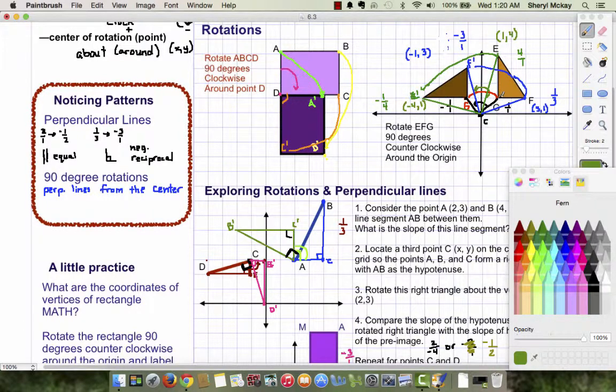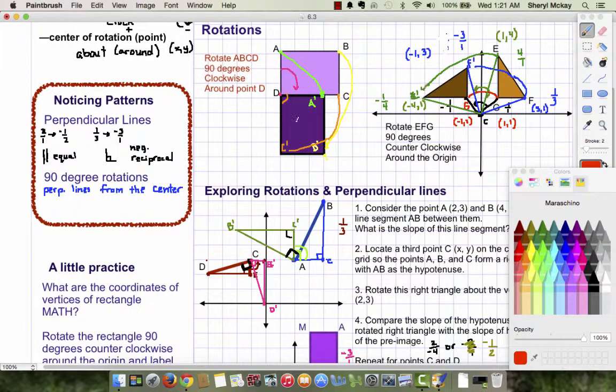The last one is C. Let's do C. The point of C, I'll do it in red. C, not C our center, but C our point over here, was 1, 1. And the point of C prime is negative 1, 1. Now that's not as helpful because we've got both of these with a 1, 1, but these other ones are very interesting.